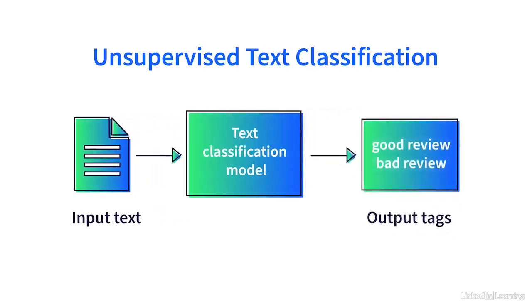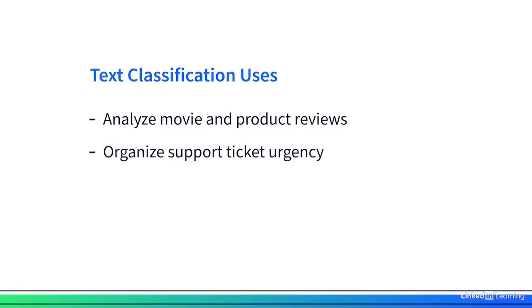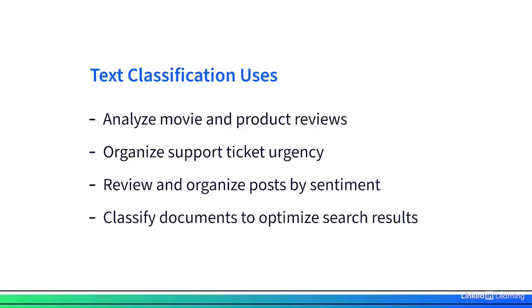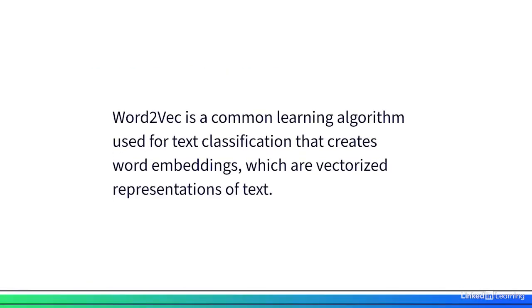Often, a document or sentence is tagged with a category. For example, a phrase is taken as input, and the output is the relevant tag or tags. Text classification is used to analyze movie or product reviews as good or bad, organize support tickets for urgency, review and organize social media posts by sentiment, or classify documents to improve search engine results. Word2Vec is a common learning algorithm used for text classification.